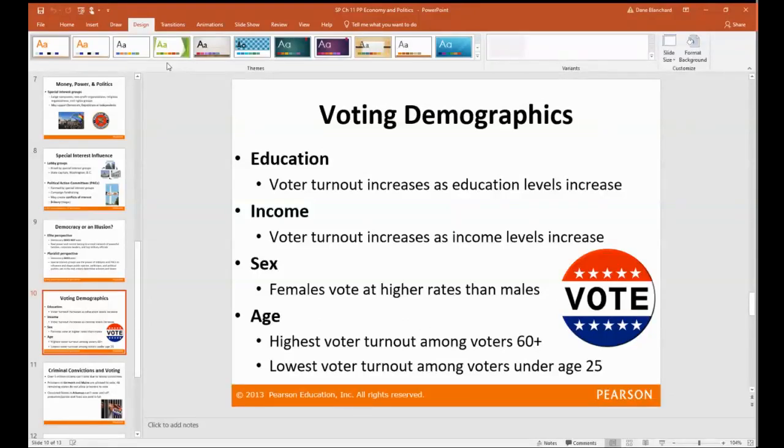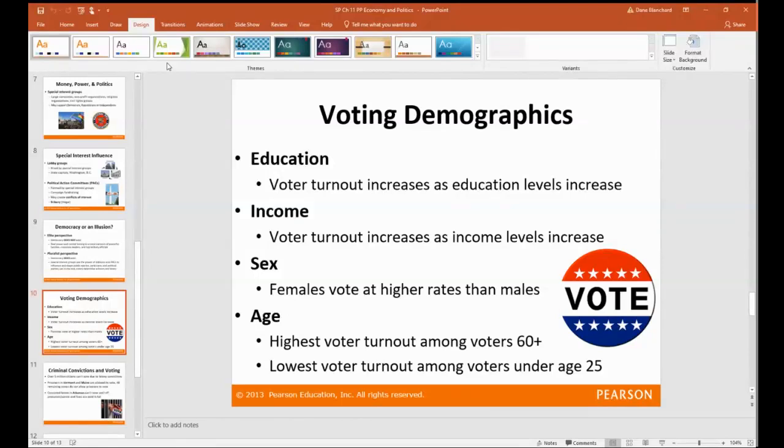When it comes to sex, females vote at higher rates than males. When it comes to age, the highest voter turnout are those 60 years old and older. This comes with experience, this comes with wisdom, but around this age, you're also taking a hard look at securing Social Security and Medicare and making sure that the powers that be protect those. You want to make sure that those types of programs that they paid into for so long are still around because they're going to need it around this age.